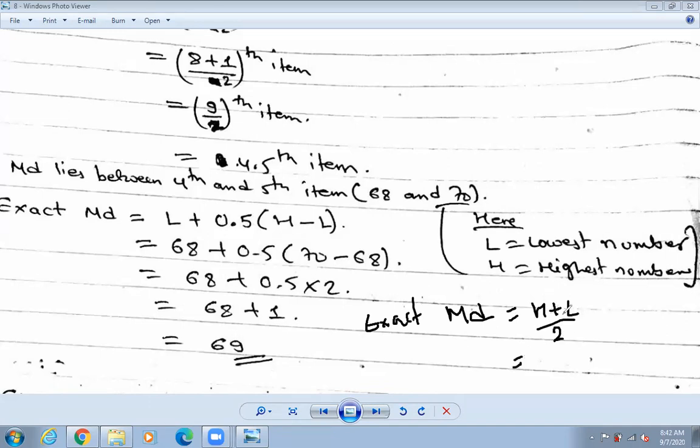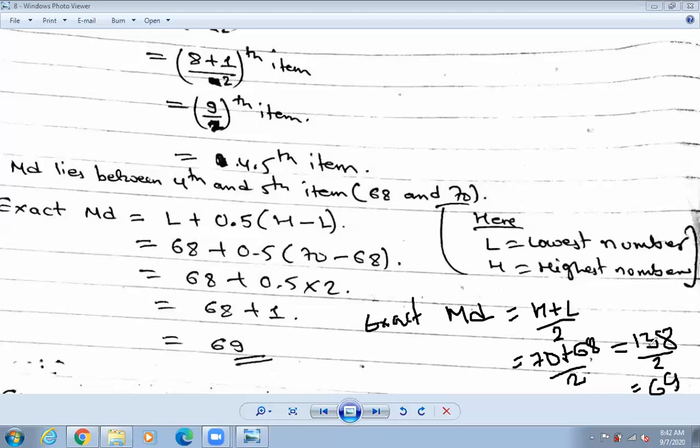So highest plus lowest divided by 2. Which one is the highest? 70, plus what is the lowest? Lowest is 68. Divided by 2. When you add them, it becomes 138. Divided by 2. So what is the value of 138 divided by 2? 138 divided by 2 will be 69.